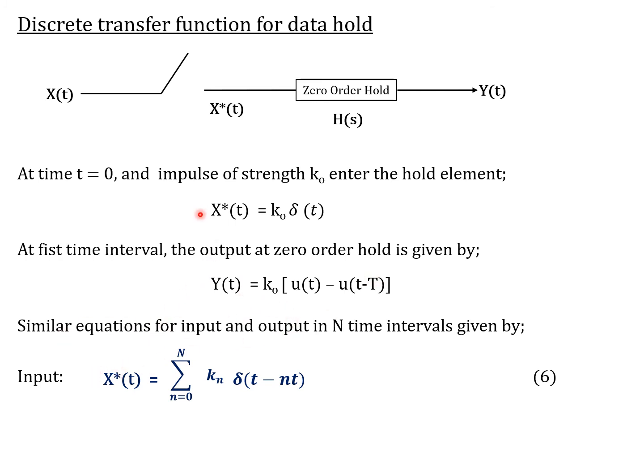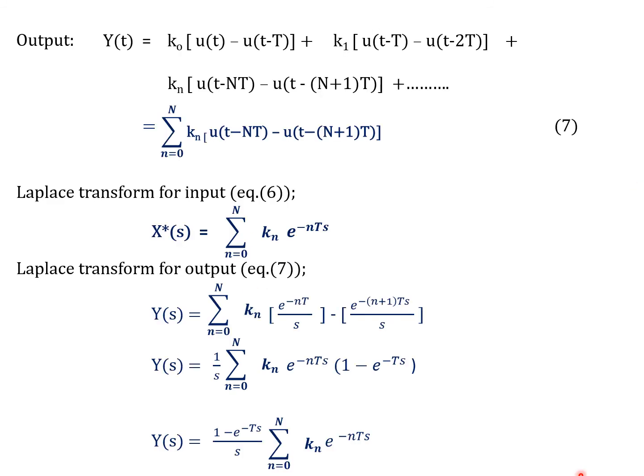So for inputs, you get a combination of all the input sequence. x*(t) is just a summation of kn δ(t minus nT). This is extended for all signals, so it's a summation: K0 u(t) minus u(t minus T), plus K1 at the next value, and so on. Then you get a summation of Kn [u(t minus nT) minus u(t minus (n+1)T)].